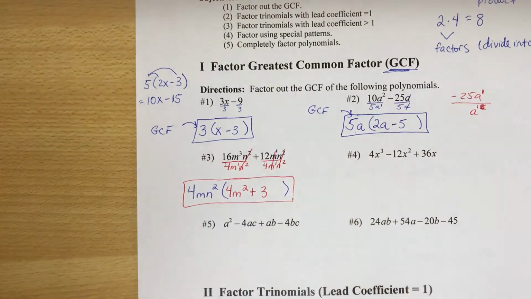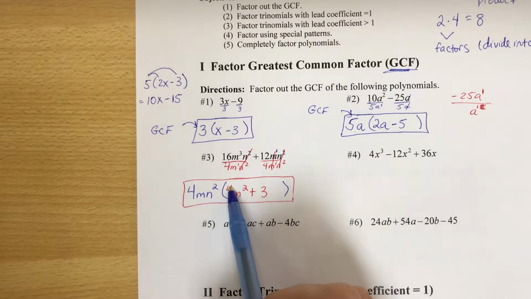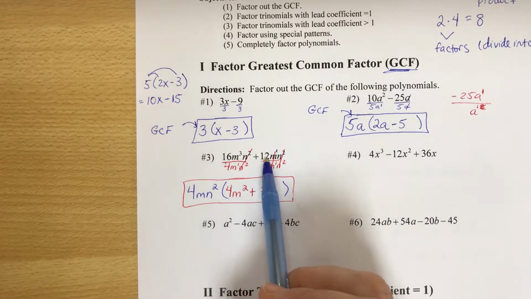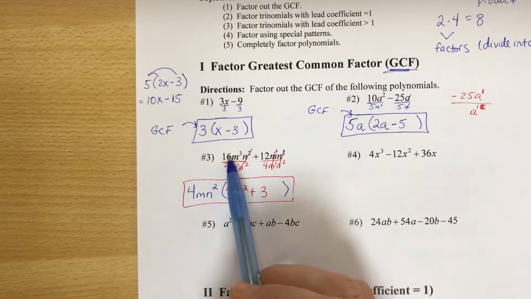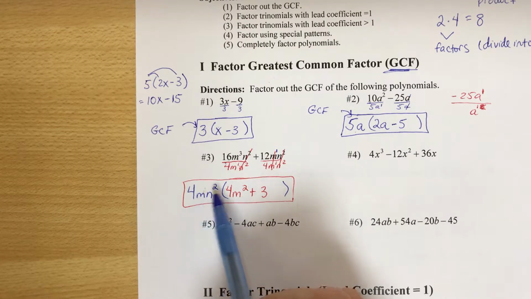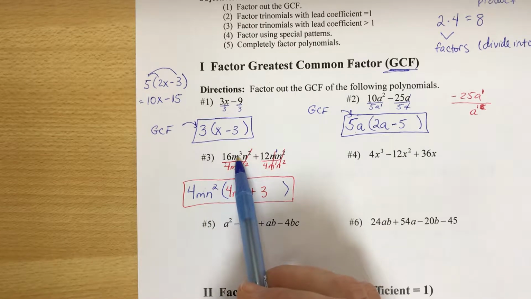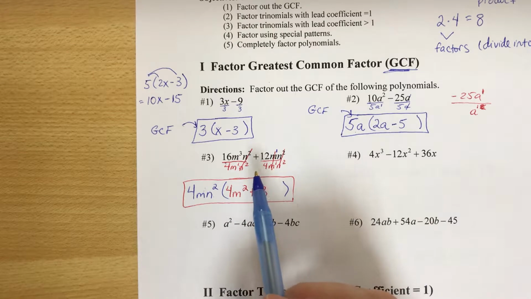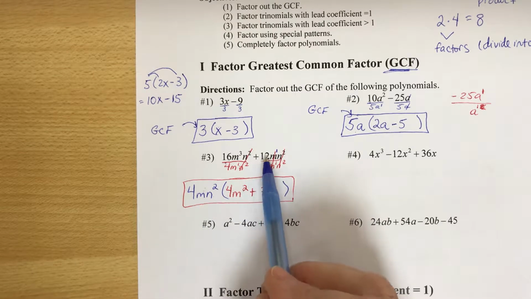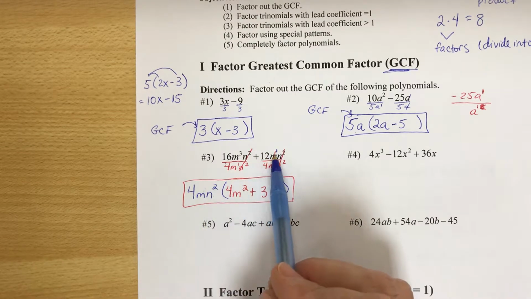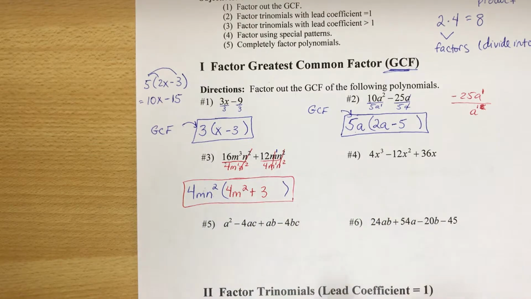Here's our answer. Again, if you're not sure, we can always distribute and see if we get the original problem. 4 times 4 is 16. M to the first times m to the second is m to the third, and then n squared, plus 4 times 3 is 12, m to the first, n to the second.